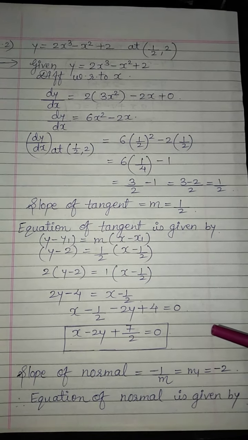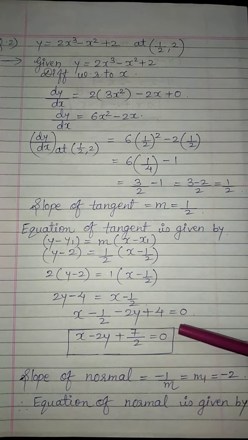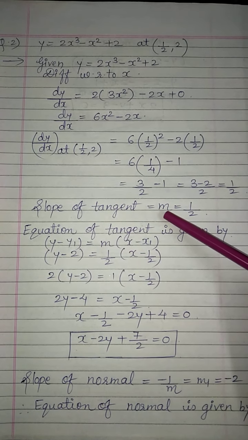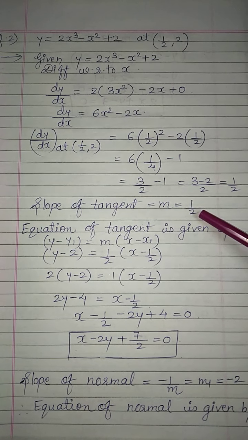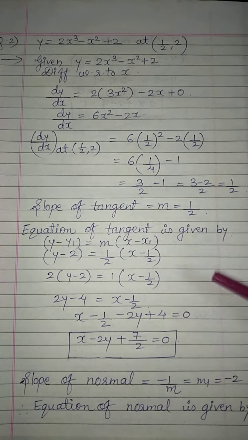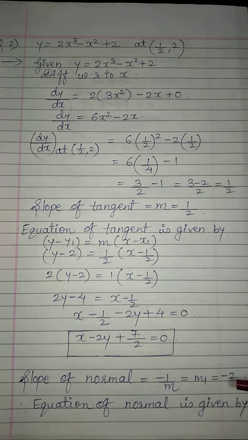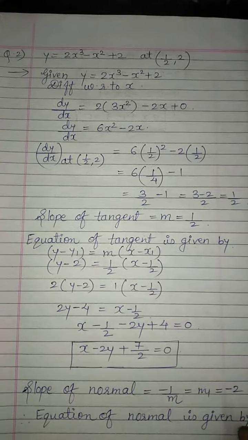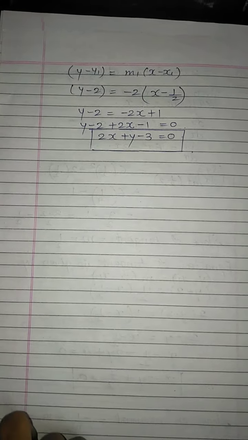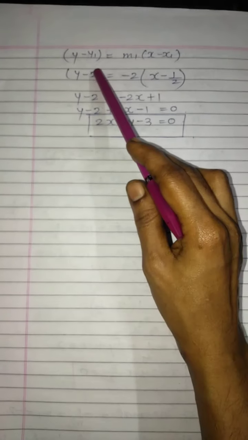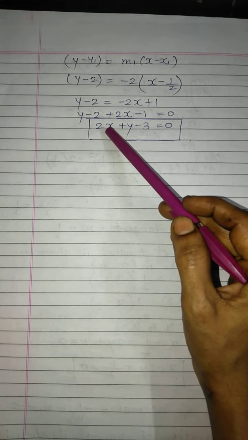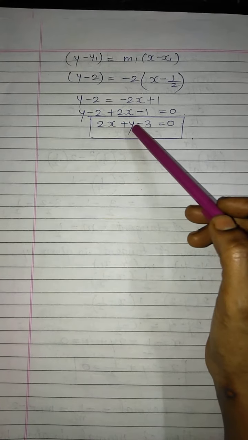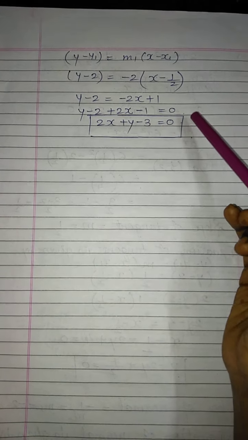Now while finding the slope of normal we will write m1, and m1 is nothing but minus 1 upon m. That is, the slope of tangent we will consider in the form of reciprocal with opposite sign. So here m1 is equal to minus 2. Now the equation of normal is given by y minus y1 is equal to m1 into x minus x1. So substituting all these three values, and after simplification we will get the equation of normal as 2x plus y minus 3 is equal to 0.